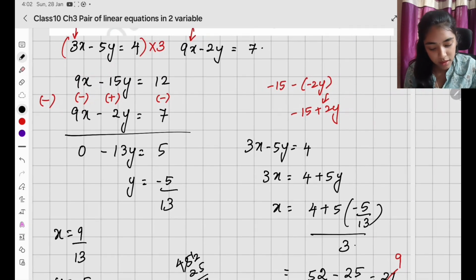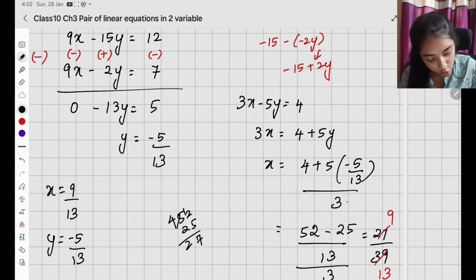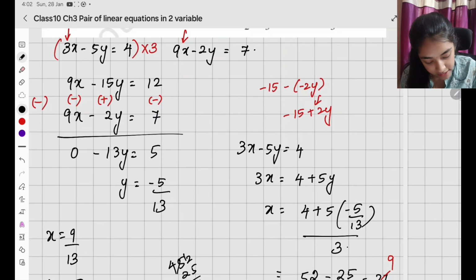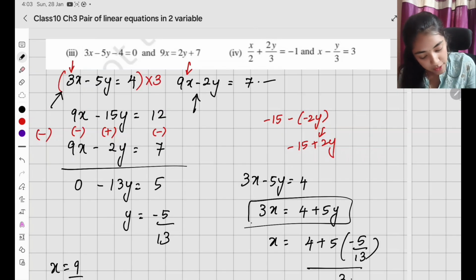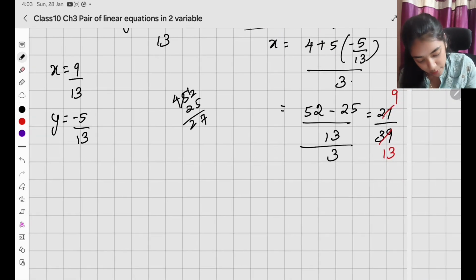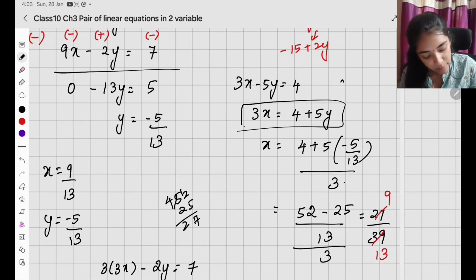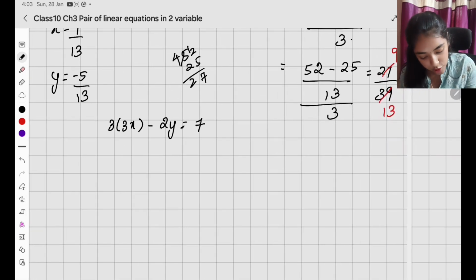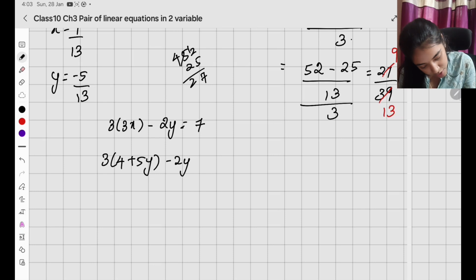இதே substitution methodல போட்டாலும் அதே தான் வரப்போகுது. So இங்க என்ன போட்டோம்? We have 3x equals 4 plus 5y. இப்போ substitution method போட்டா we have 9x minus 2y equals 7. So 9x எப்படி எழுதலாம்? 3 into 3x. 3x க்கு நம்ம என்ன கண்டுபிடிச்சோம்? 4 plus 5y கண்டுபிடிச்சோமா? So we have 3 into 4 plus 5y minus 2y equals 7. So basically this is the substitution method.